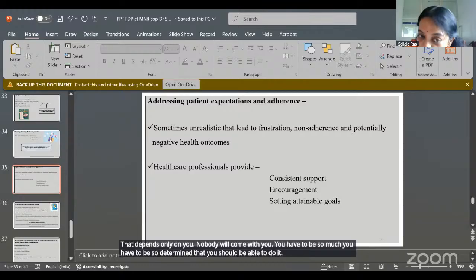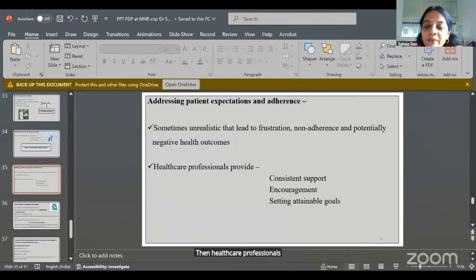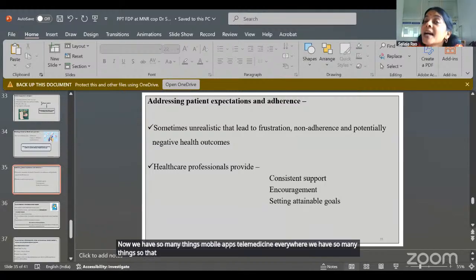Then healthcare professionals will always support you, always encourage you, and they set goals. Now we have so many things, mobile apps, telemedicine, everywhere, so that people are helping us to reverse a disease in every aspect. Next slide.